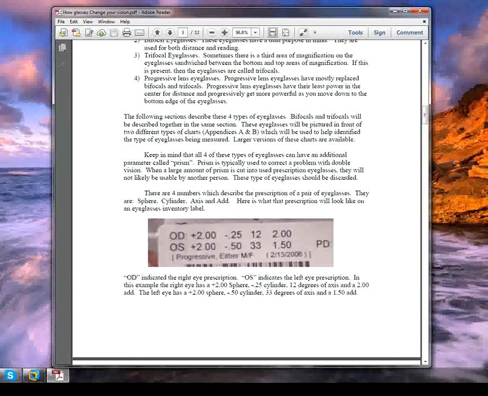Now, this is what a typical prescription looks like on the glasses bags. The first line, OD, which stands for oculus dexter, which is Latin for right eye, that's the prescription. Sphere, cylinder, axis, and add. The second line, oculus sinister, is the prescription for the left eye. Sphere, cylinder, axis, and add. Okay?